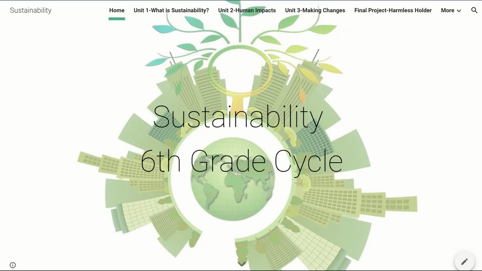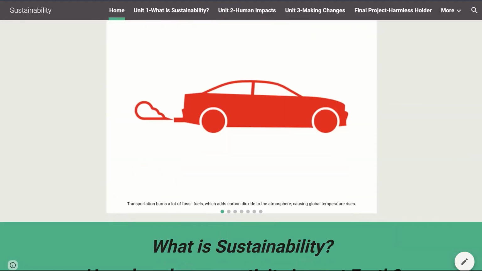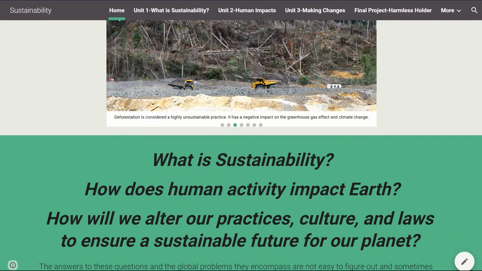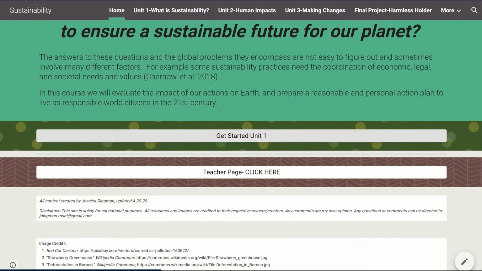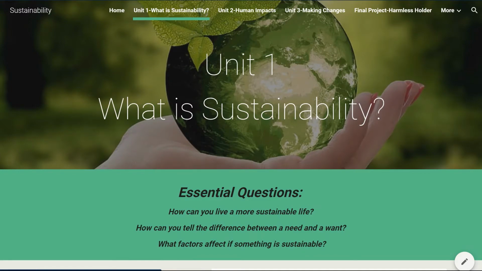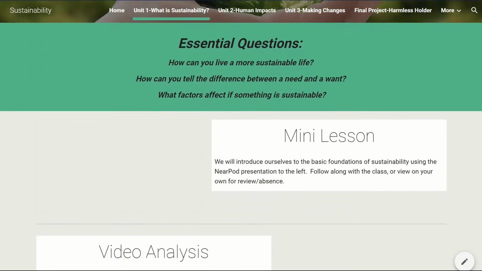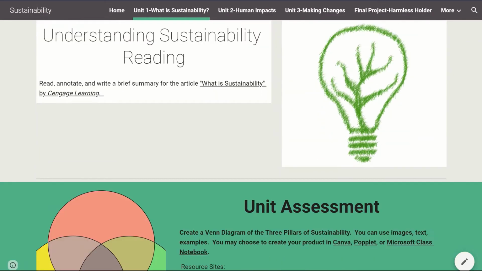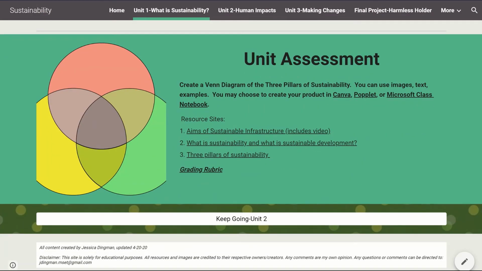This is the website I created for the course. Here's the homepage where students can get an idea of some of the things that we'll be looking at this year. And then they can move into Unit 1. Each of the unit pages looks very similar, with the essential questions, the mini lessons, and all links included. It always ends with this green section down here for the unit assessment.